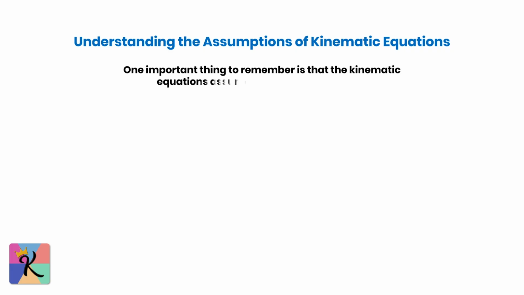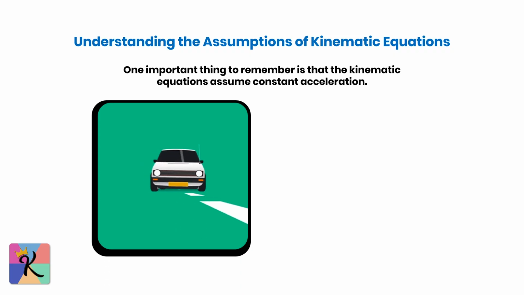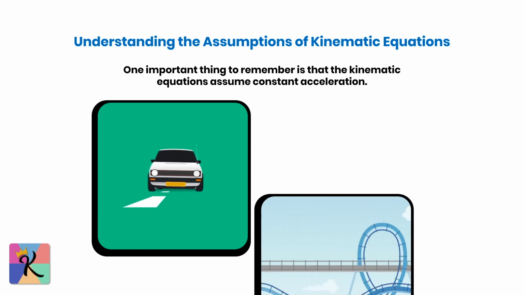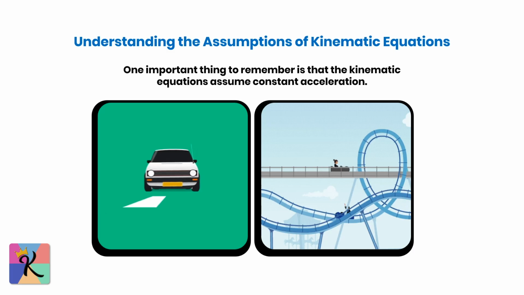One important thing to remember is that the kinematic equations assume constant acceleration. Real-world motion can involve variable acceleration. Think about a car driving on uneven terrain or a roller coaster's sudden changes in speed. In these cases, more advanced techniques are needed to analyze motion.